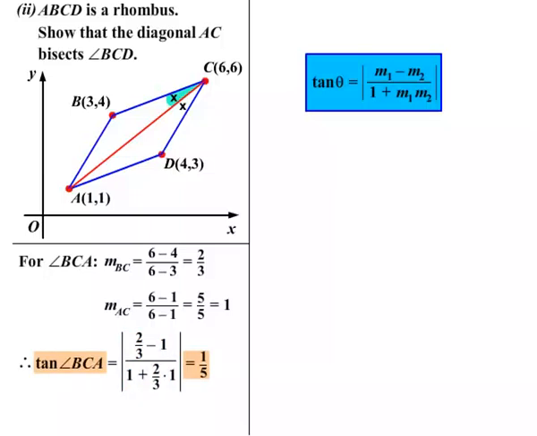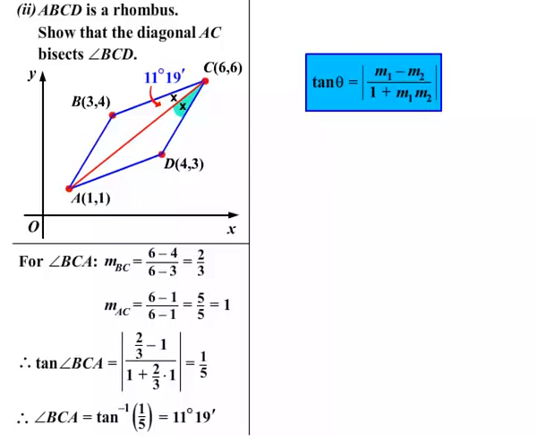So if you think about it, tan of the angle is 1/5. To find the angle, we need to take the inverse tan. So therefore, angle BCA equals the inverse tan of 1/5. And calculating that, put it in degrees rather than radians, we get 11 degrees 19 minutes. And that 11 degrees and 19 minutes, let's mark that in on the diagram there.